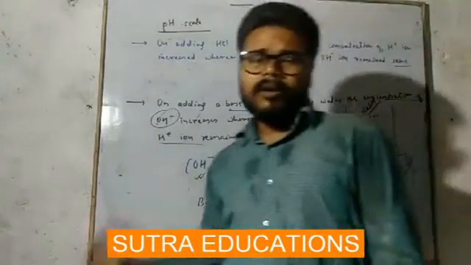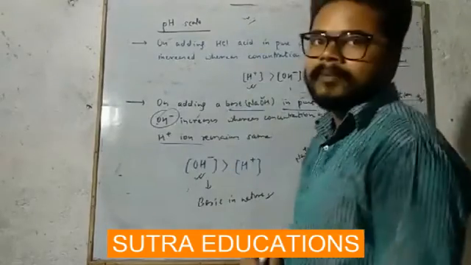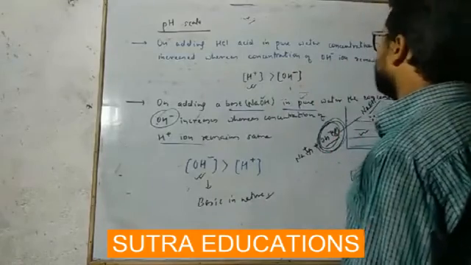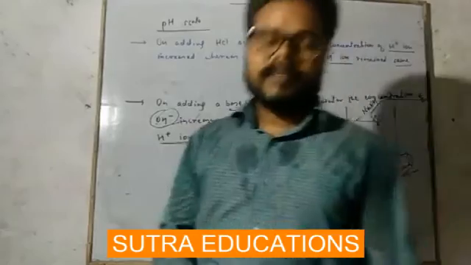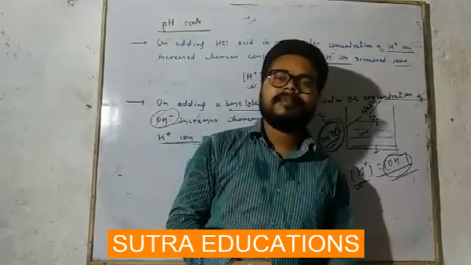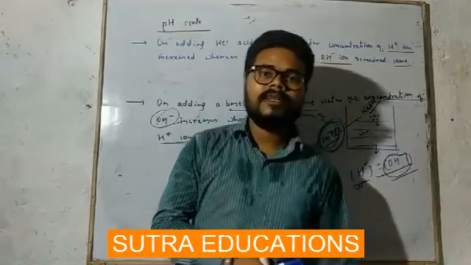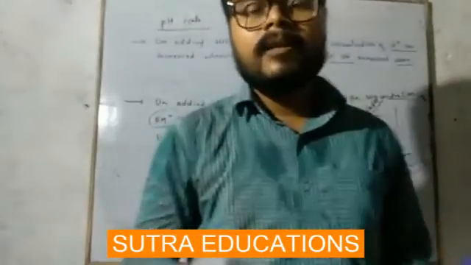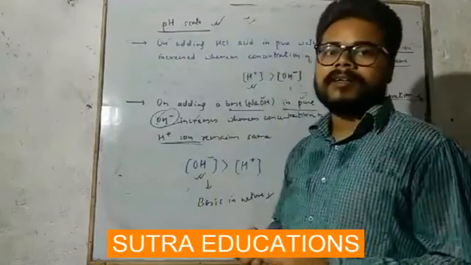In all of the discussion, you can see one thing is common. In every case, you will get both H plus as well as OH minus ion. In some cases the concentration of H plus ion is more, in some cases the concentration of OH minus is more, or in some case the concentration of both H plus and OH minus is the same. So we are going to define the pH scale now. Now we can understand.